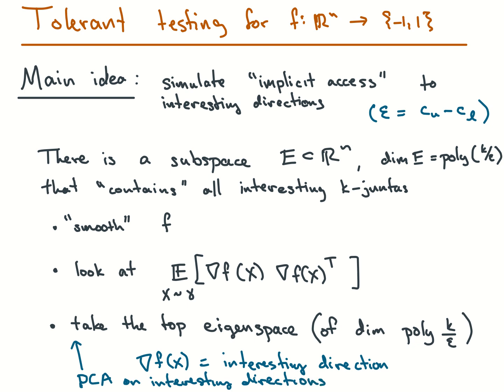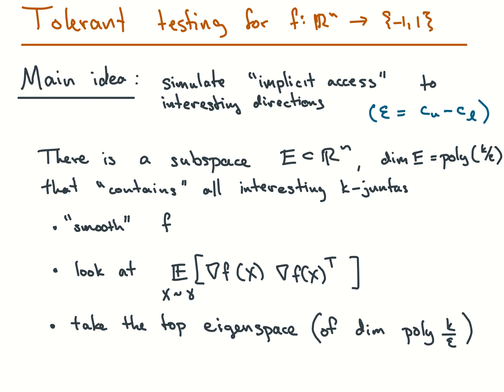Now, the problem with this is that we can't even write down this matrix. It's an n by n matrix, and so we can't write it down without an n-dependent number of queries. Now, the way we work around this issue is the main idea in this work, which, as I said before, might be useful in other contexts.